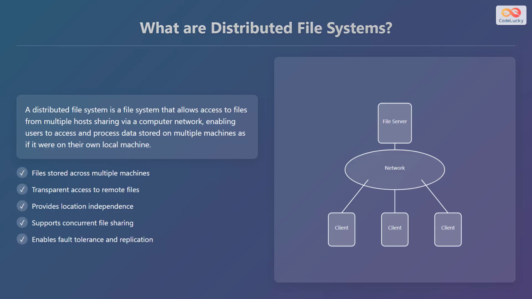Some of the key points regarding distributed file systems are that the files are stored across multiple machines. They provide transparent access to remote files, meaning that the user doesn't need to know where the file is actually located. They also provide location independence. The system supports concurrent file sharing by multiple users or applications, and finally, they enable fault tolerance and replication to ensure data is safe and available, even if some machines fail.